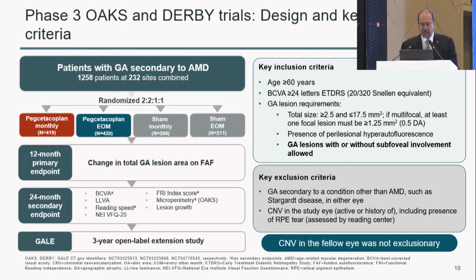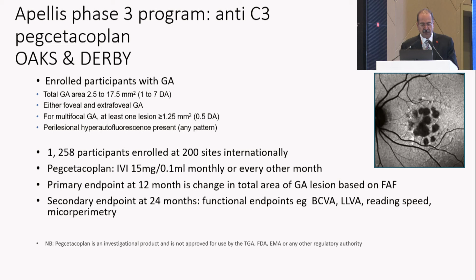The study that has just been published, and is going to guide our next step in the treatment of GA, is the OAKS and DERBY trials. They're pretty similar. One used microperimetry and one didn't, but really it was the injection of pegcetacoplan either monthly or bimonthly, or then, of course, the sham arm. It looked at the slowing of the growth as the primary endpoint at 12 months, and also a couple of other parameters at 24 months. It's a big study with over 1,200 participants worldwide.